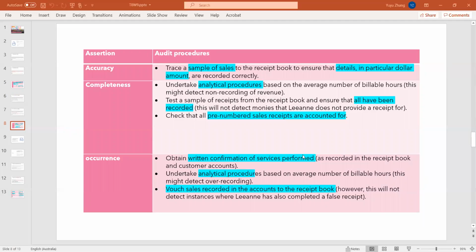So based on the analysis of the case, the audit procedure for accuracy, which is the accuracy of revenue, has been designed as: trace a sample of sales to the receipt book to ensure all the details, in particular the dollar amount, are correctly recorded.